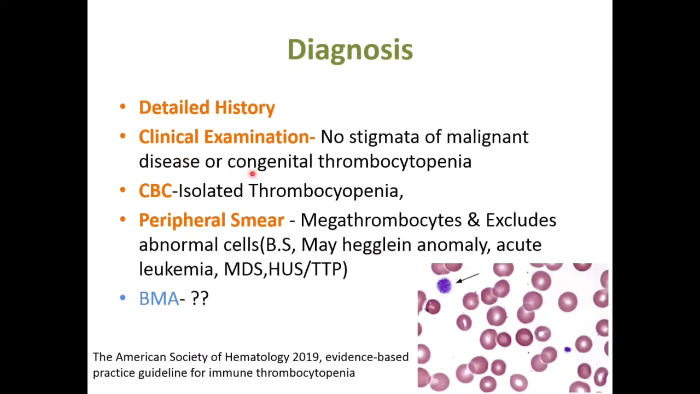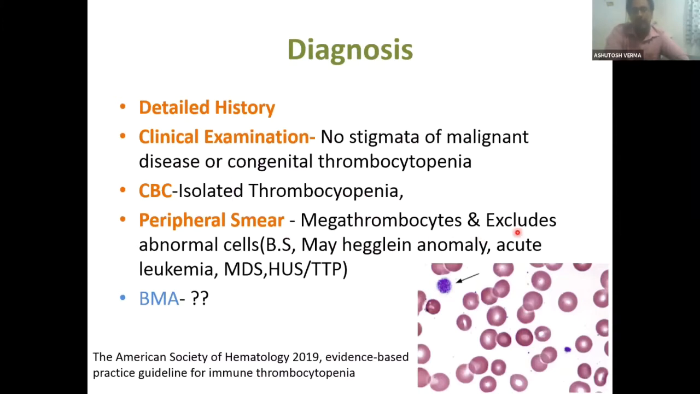Second, the clinical examination. On clinical examination, we should rule out the stigmata of any malignant disease such as hepatosplenomegaly or lymphadenopathy, or congenital thrombocytopenia like TAR, thrombocytopenia with absent radius, and amegakaryocytic radioulnar synostosis. In this, the physical findings will be absent radius and radioulnar synostosis. On the CBC, you will find mostly isolated thrombocytopenia, and on the peripheral smear there will be megathrombocytes.